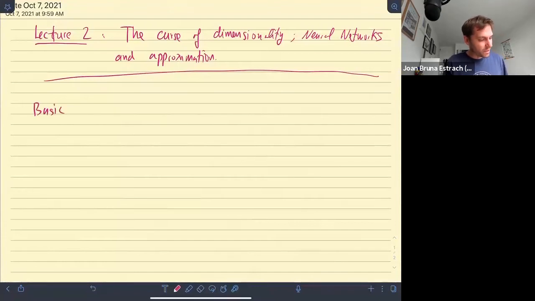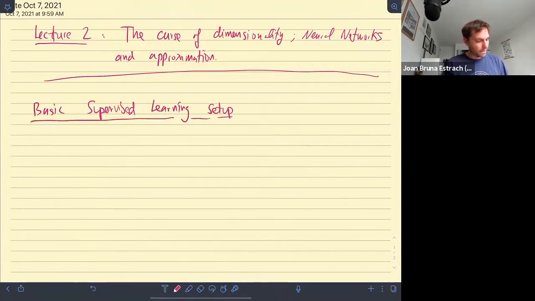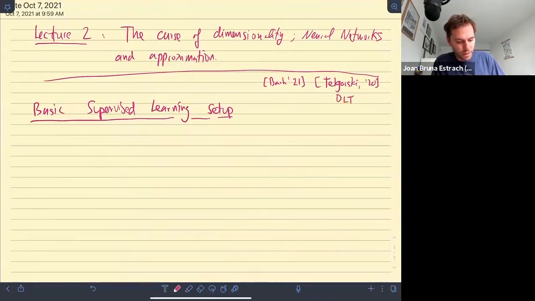We are going to start by describing the basic supervised learning setup. And let me also say that most of the content of today's lecture, you can find in the books by Francis Bach, and also this very nice lecture note by Matus Telgarsky. I guess these are on deep learning theory.